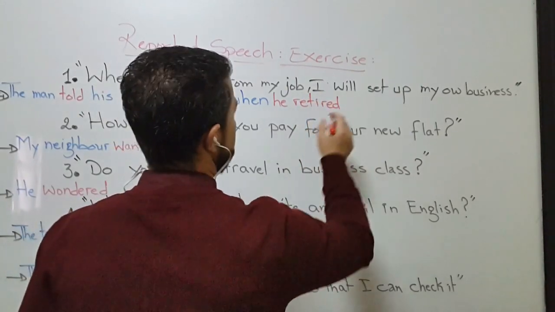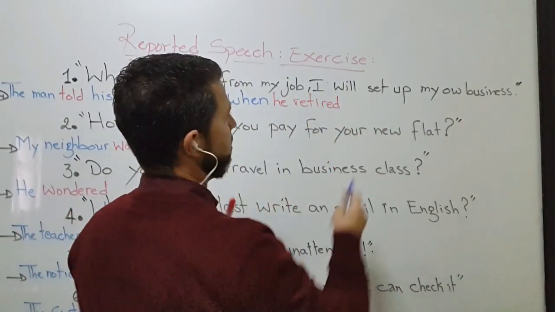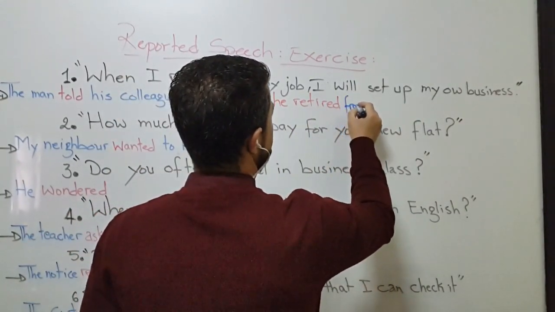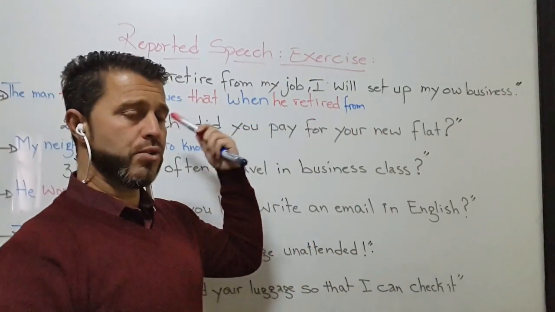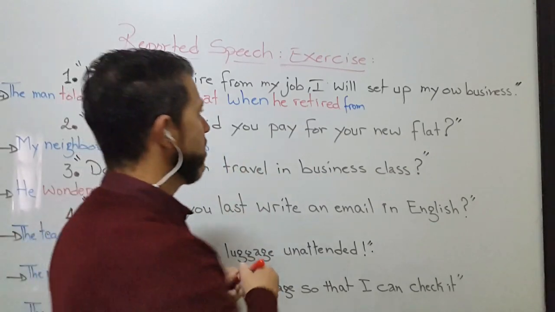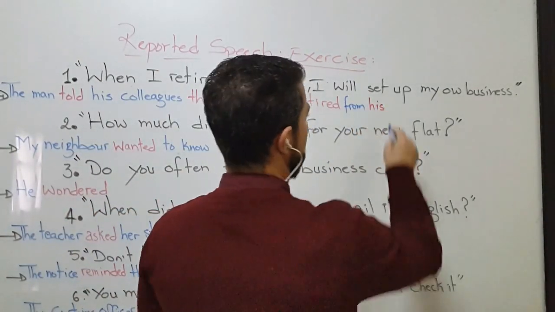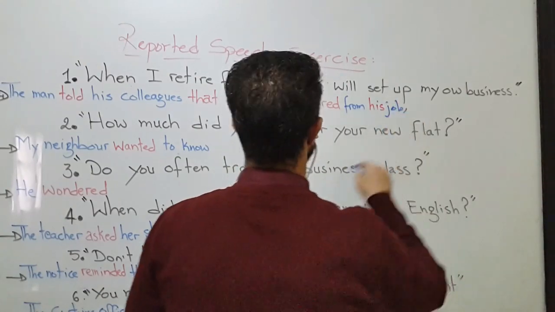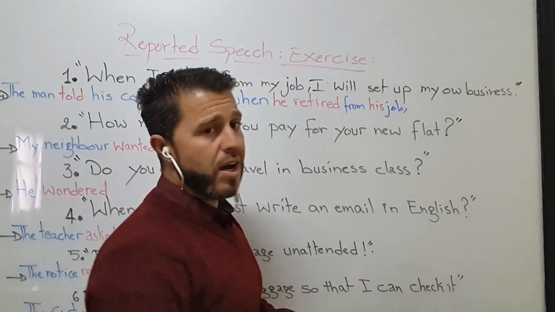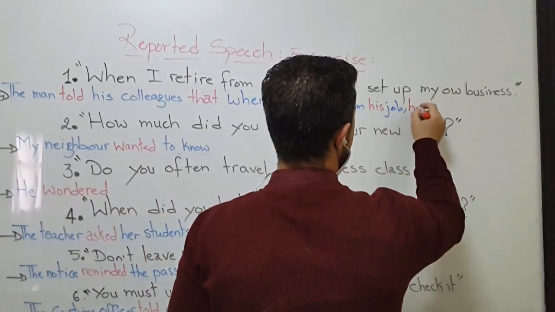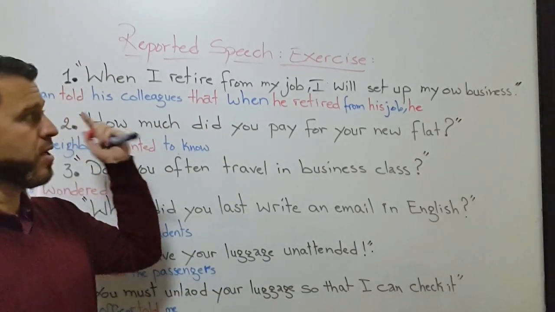retired. Good. Retired from. Okay. When he retired from. We have here my job. We always make the speaker here the man, from his job. Okay, from his job. My job becomes his job. Then what? We have I. It becomes what? He. Okay, he, because it's the man who is talking here.